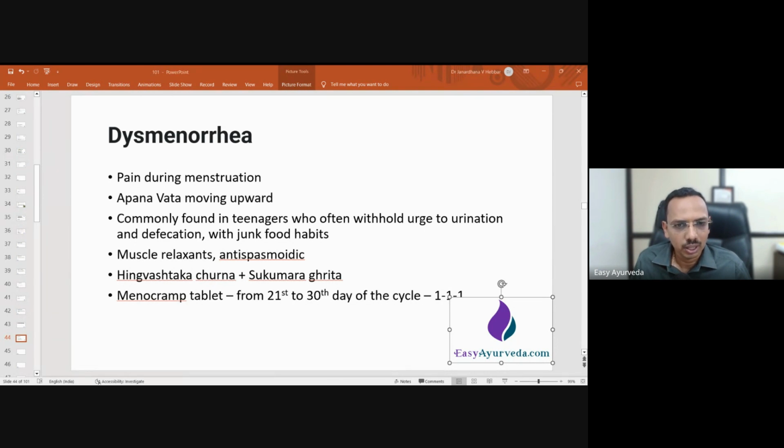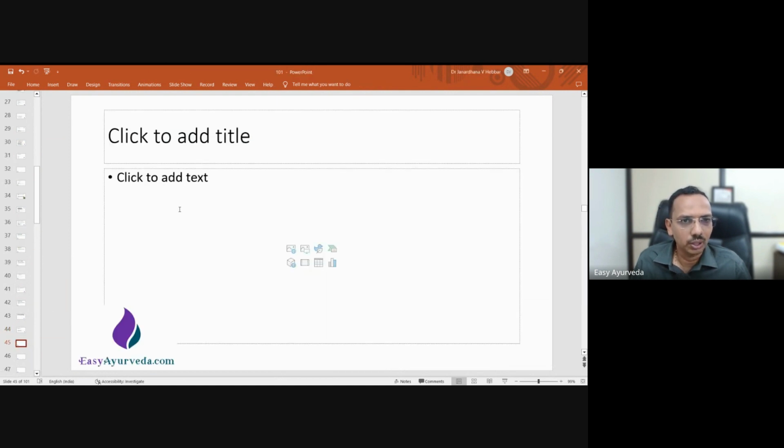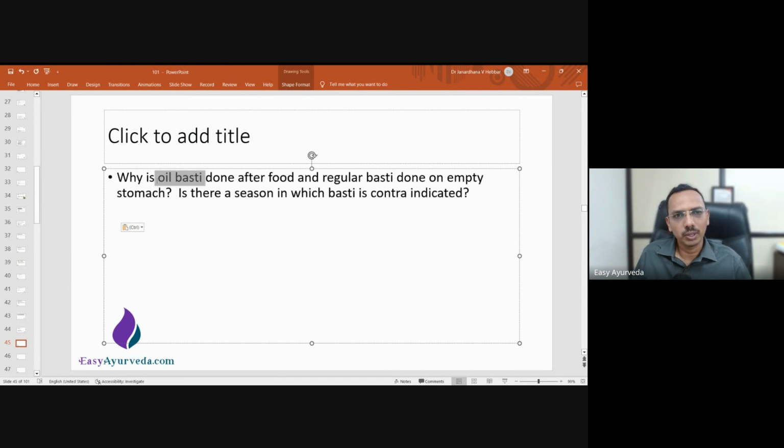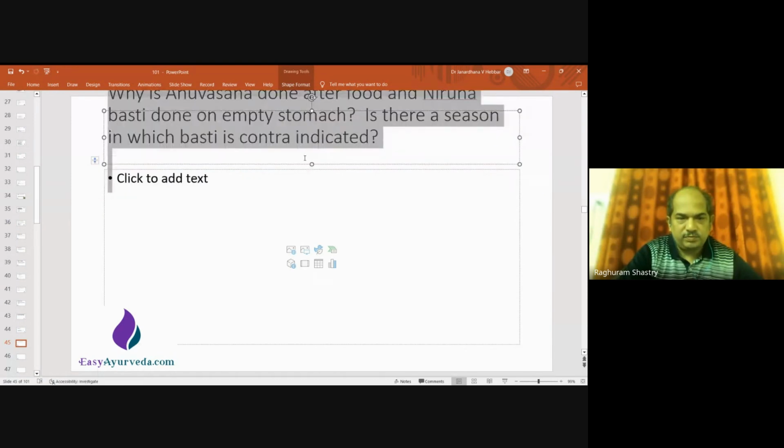And there was a question yesterday which we did not cover in the class. This is to Raghuram sir. Regarding the Anuvasana Basti, why is it given soon after food? It is told to be given in Ardrapani Avastha, whereas Niruha is given on an empty stomach. Why is Anuvasana done after food?